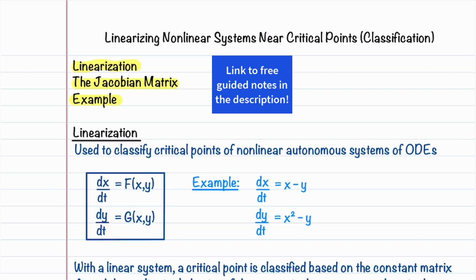We're going to begin by learning about linearization. Linearization is used to classify critical points of nonlinear autonomous systems of differential equations, just like the one shown here. On the left is the general form of this type of system, and on the right is the nonlinear system example that we're going to be walking through.